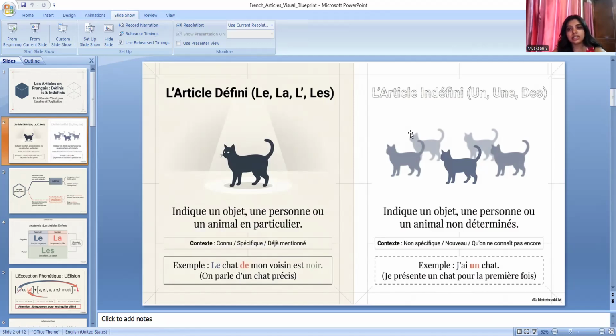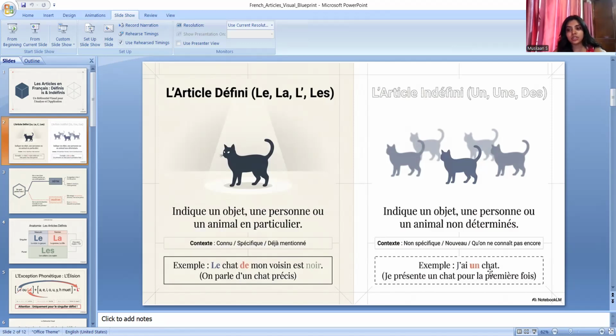And the other article is l'article indéfini. Indique un objet, une personne ou un animal non déterminé. When it is not determined, like see here, contexte non spécifique. When it is not specified, nouveau, or we are talking about something which is new to us, we are introducing that thing for the first time, then we're using l'article indéfini, or qu'on ne connaît pas encore, about which we don't know. So at that time, we will use l'article indéfini when the thing is not specified, not determined.